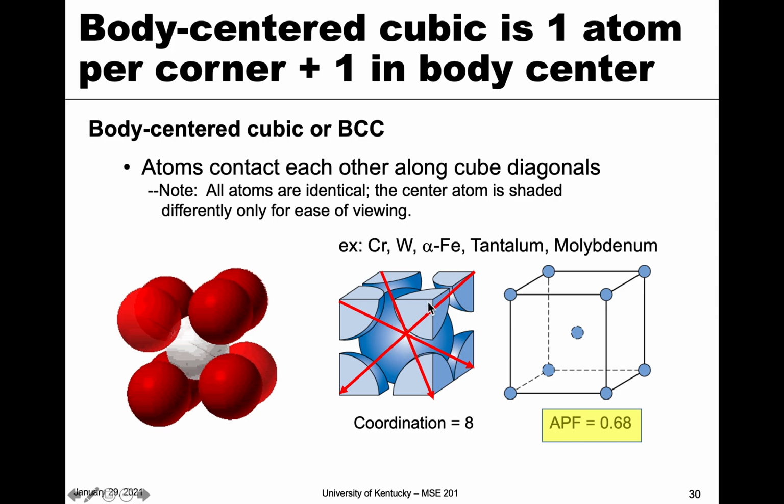So some examples that fall into this type of structure. This is a much more common structure. Chromium, tungsten, iron, that's probably going to be the big one that you see, is alpha iron. Iron can form into multiple different structures, but this is the common one. Tantalum and molybdenum. There's more too, but those are just a few examples. So basically we build upon this cubic, and then we place one in what we call the body-centered position, right in the center of the cube.